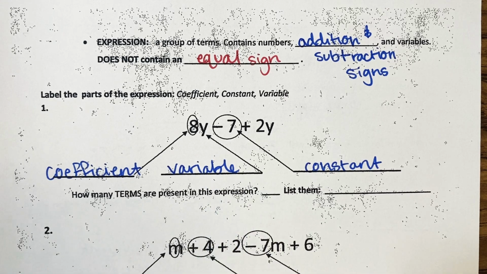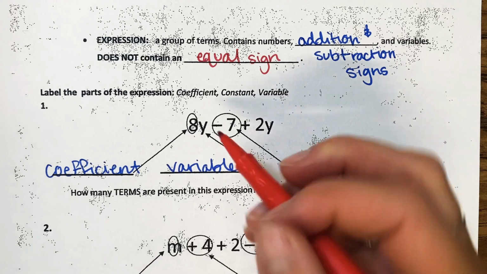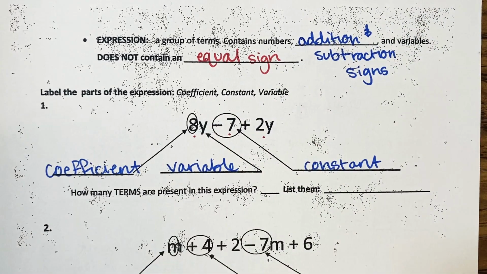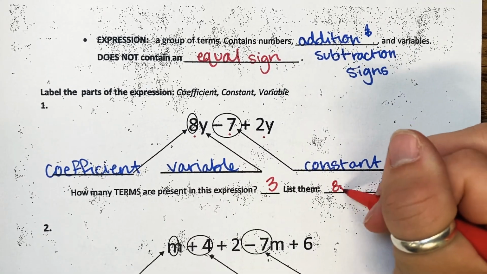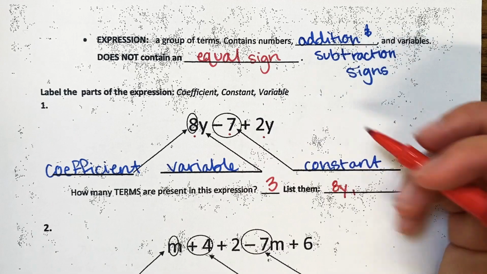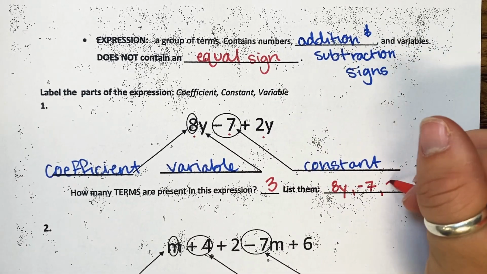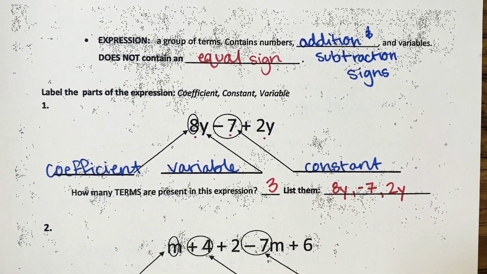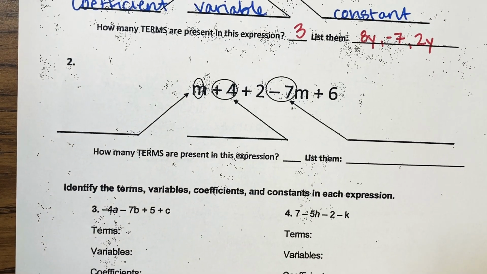Okay, how many terms are present in this expression? How many terms do we see? I see 1 separated by plus and minus signs, 1, 2, and 3. Okay, list them. Our first one was 8y, comma. Our next one is -7, comma. And our last one is positive 2y. Perfect.